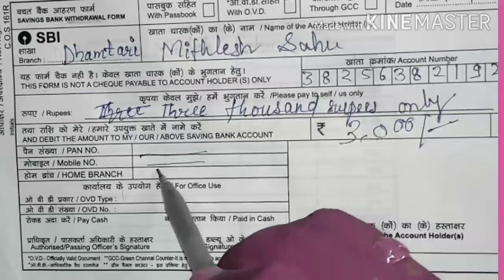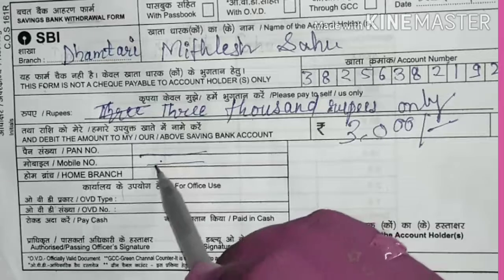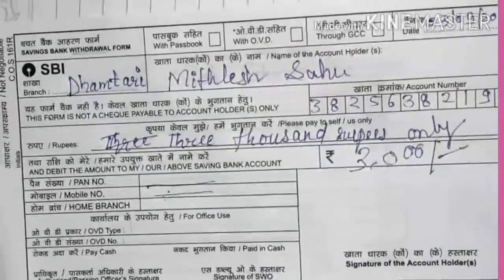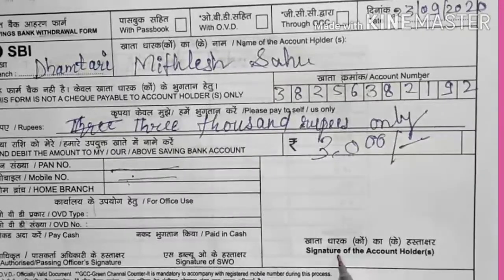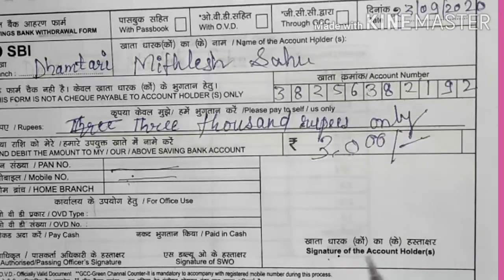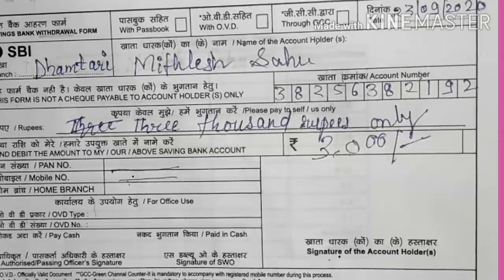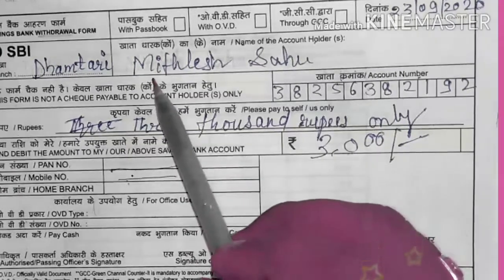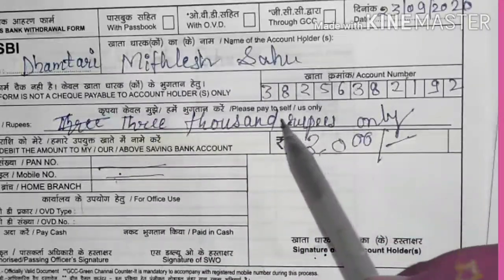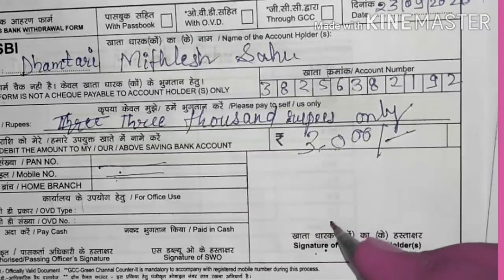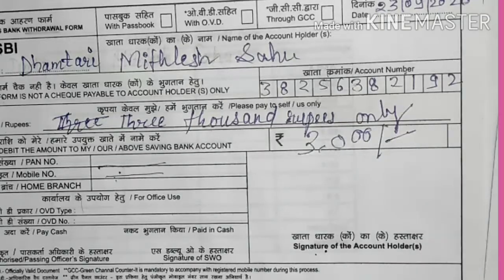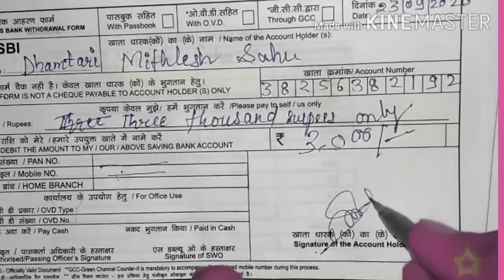Understood? What is your mobile number? You have to put here which mobile number you have given. Then last and main thing is you have to sign here. What is written here? Signature of the account holder. Suppose I have written my name, so my account is in this bank, so I have to sign that is matching with my account. Okay, so I sign here like this.